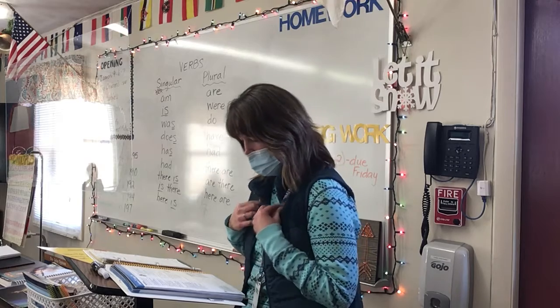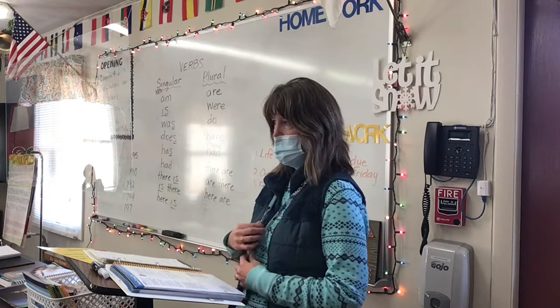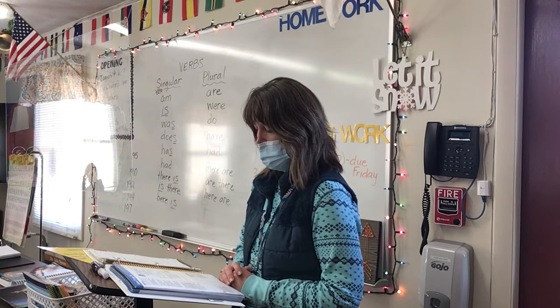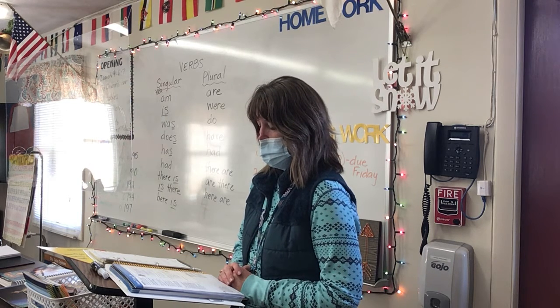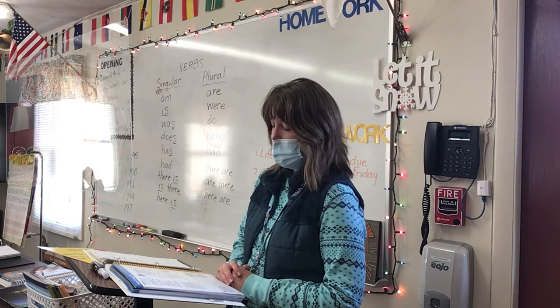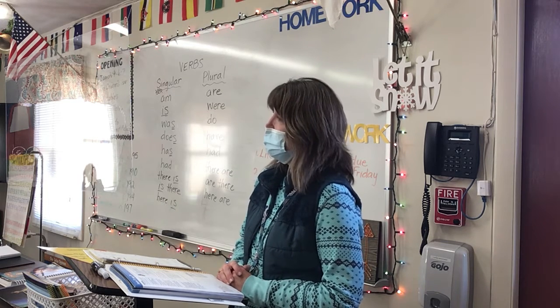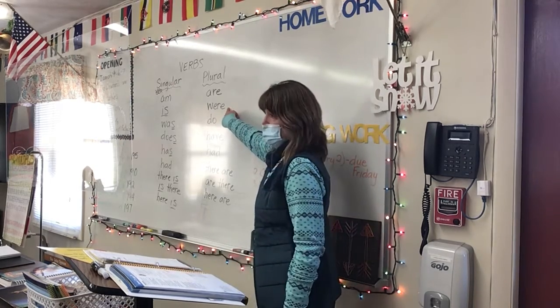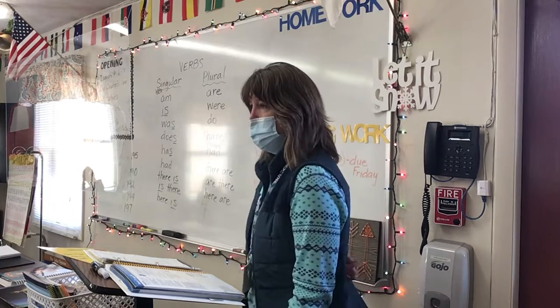Macy and Aaron was hungry after doing it. It's incorrect because was is supposed to be were. Very good. Because Macy and Aaron, that's plural, so they needed to use the plural word. Number 2, Jacob.